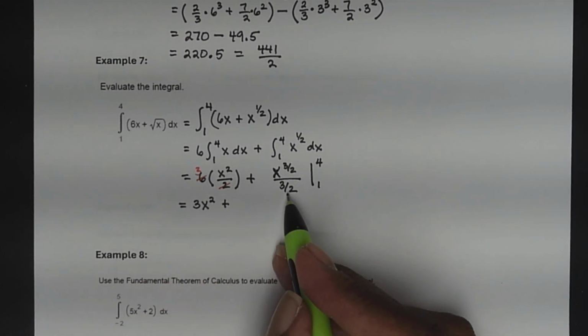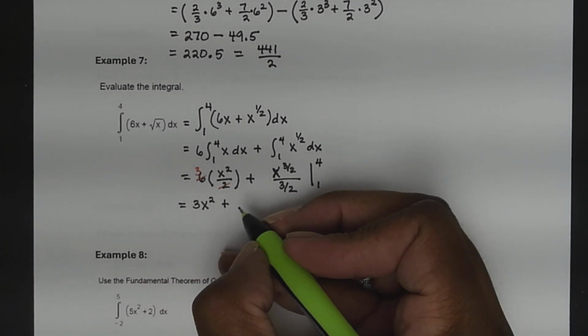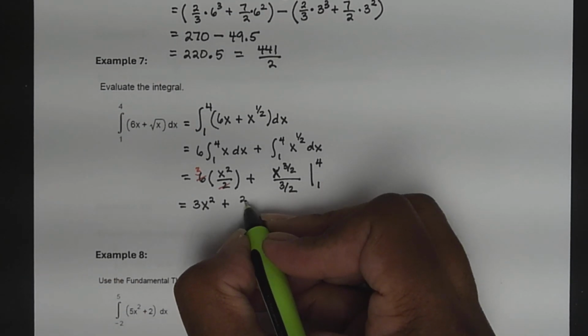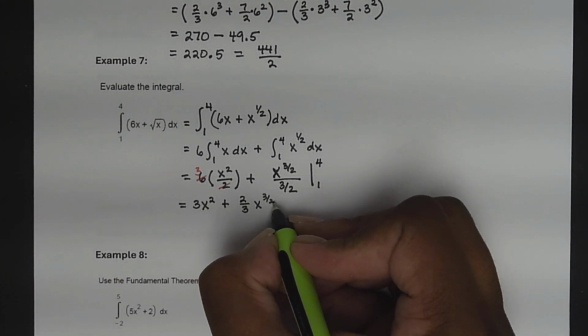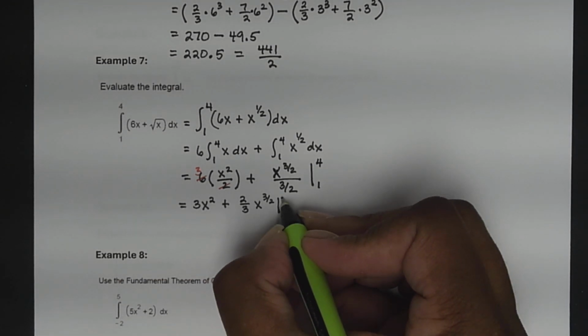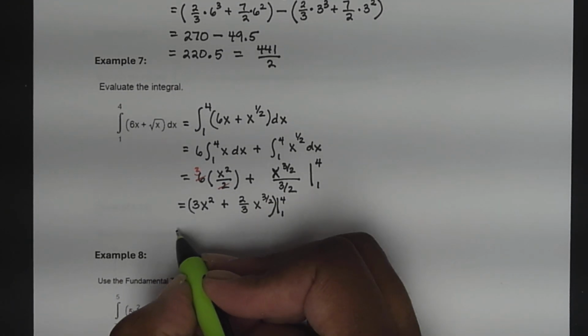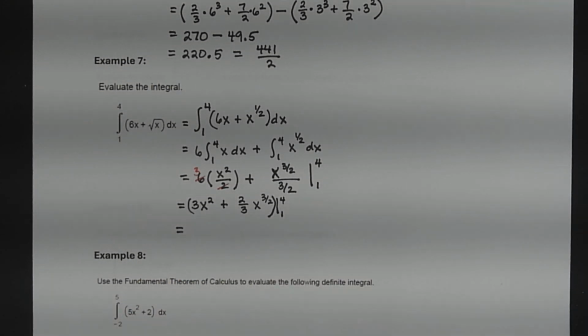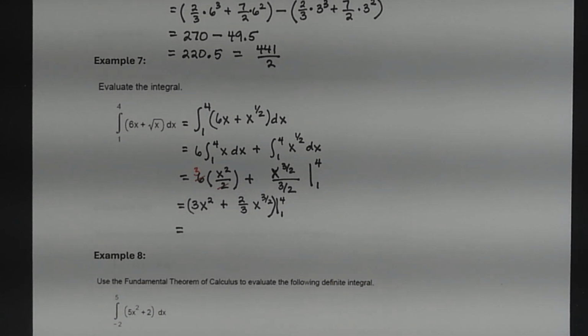Now, the reciprocal of 3/2 would be 2/3. So this would be 2/3 x to the 3/2, and that's going to be from 1 to 4. I apologize for trying to put all of this in the little space that I have. Okay, now we do the upper limit minus the lower limit.